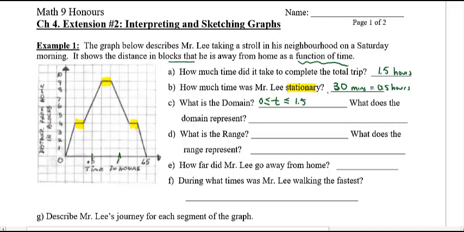Okay, and what does the domain represent? It represents the time the journey took, but of course our units are in hours.